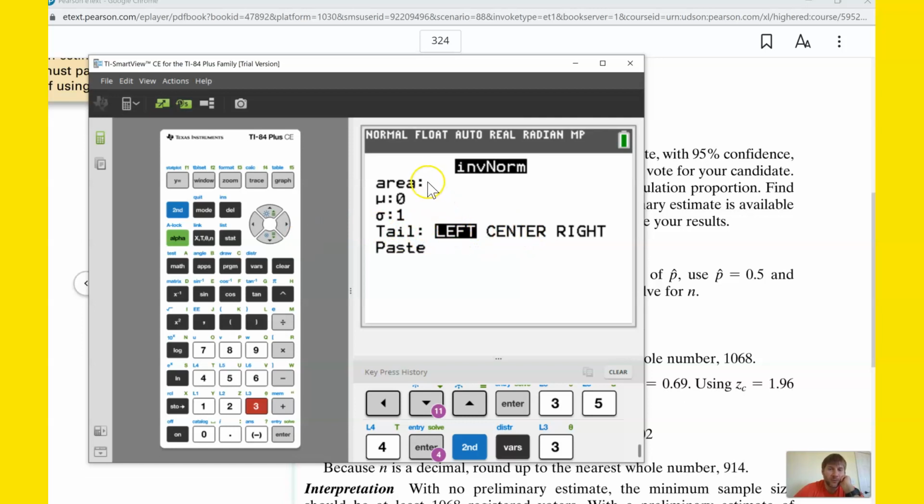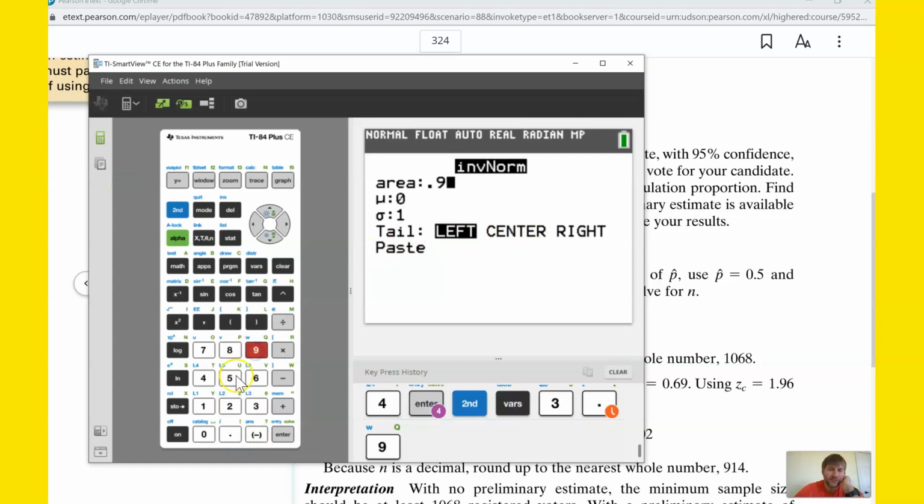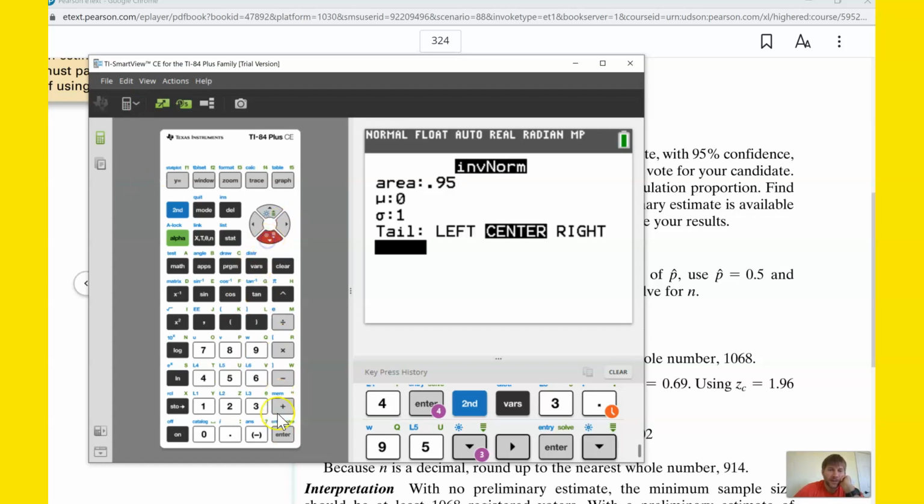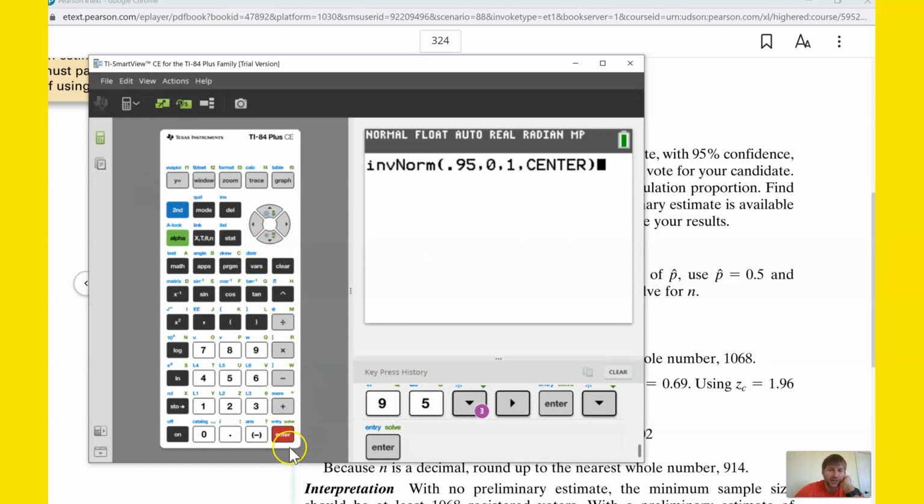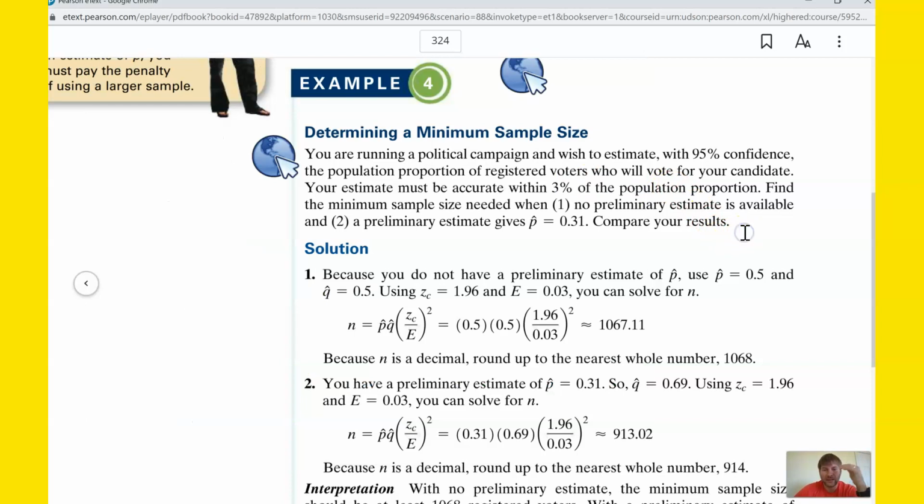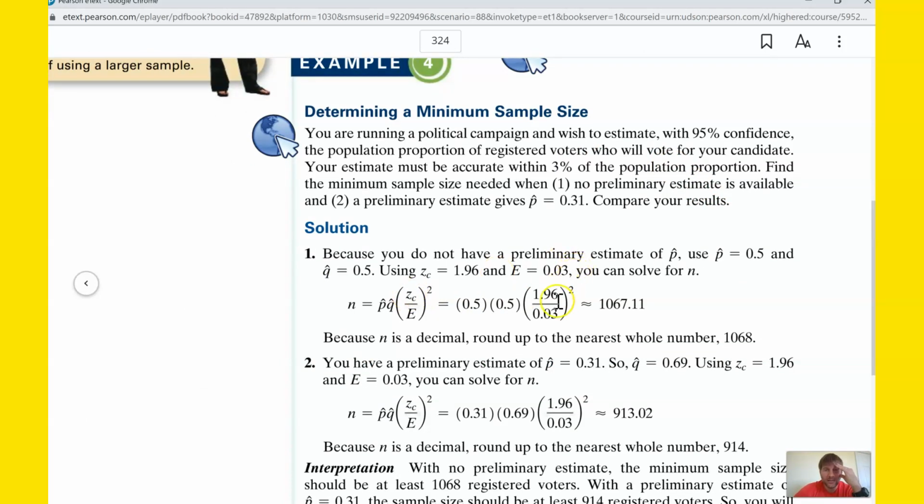If we were doing a left tail, we would do 0.025 for the area. Since we have the ability to do the center, I'm going to put 0.95 for the area, and just do the center instead of a left tail. That should give me the z sub c that I need. Yeah, negative 1.96 and positive 1.96. All you care about is just the positive 1.96. That is the z sub c we need. And we already said the margin of error is 0.03.